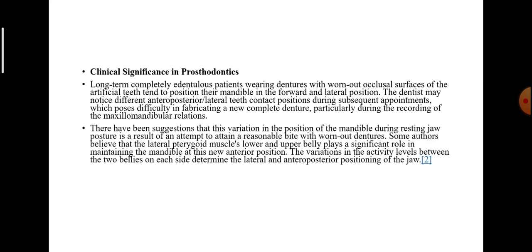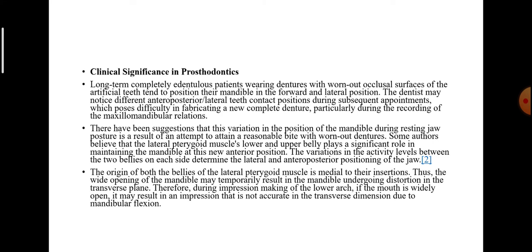There have been suggestions that this variation in the position of the mandible during resting jaw posture is a result of an attempt to attain a reasonable bite with worn-out dentures. Some authors believe that the lateral pterygoid muscle's lower and upper belly plays a significant role in maintaining the mandible at this new anterior position. The variations in the activity level between the two bellies on each side determine the lateral and anteroposterior positioning of the jaw. The origin of both the bellies of the lateral pterygoid muscle is medial to their insertions.